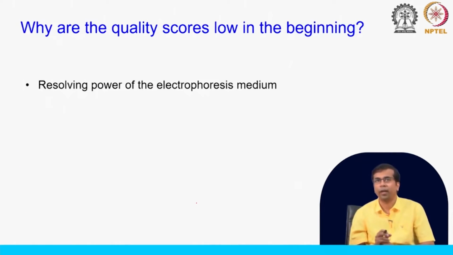So, the question is, why are the quality scores low in the beginning? In the beginning part, if you remember the Sanger sequencing principle, we have these ddNTPs, and we are generating fragments of all sizes. Now, for very small fragments, the electrophoretic medium that we are using in capillary electrophoresis is not able to resolve those fragments very well.